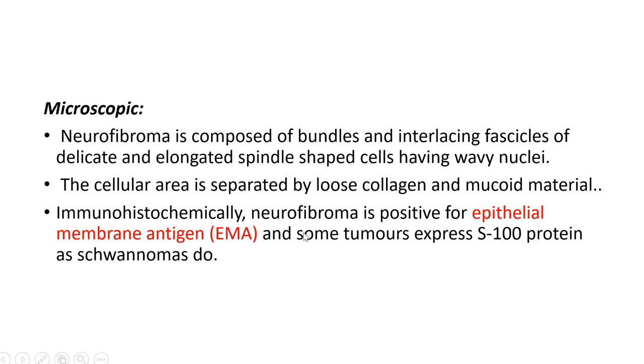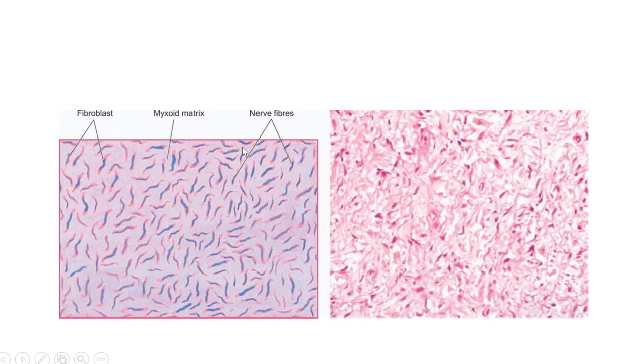If you run IHC on this, they are positive for epithelial membrane antigen. In this pictorial representation, you can see the more plump cells are the fibroblasts, and the thinner ones with wavy nuclei are the nerve fibers. So you have fibroblasts and nerve fibers, and in between they have loose collagen or myxoid matrix. This is a histology picture. Typically it gives a shredded carrot appearance, because of the nerve fibers, the fibroblasts, and also the myxoid material in the background.